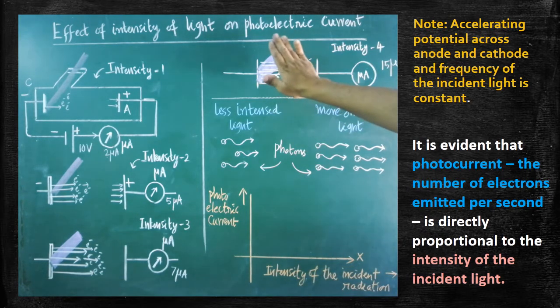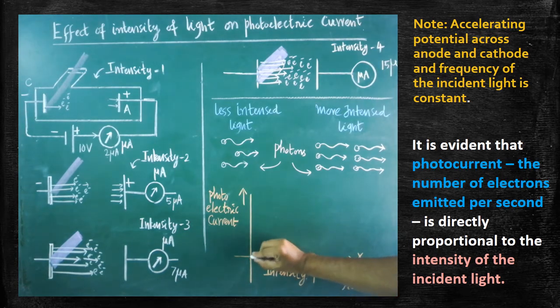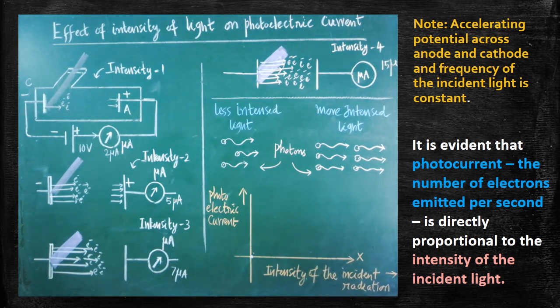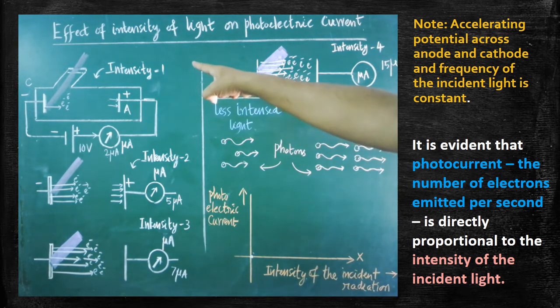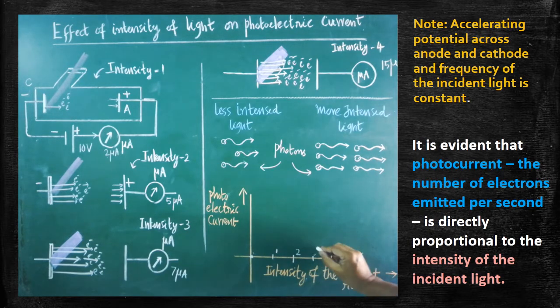When no light is made to incident on that, no photoelectron will be emitted. So if intensity is 0, photoelectric current will also be 0. Are you clear? When the intensity is increased, see that intensity 1, intensity 2, intensity 3, we can mark like this. So for those points, intensity 1, intensity 2, intensity 3, intensity 4, the markings are made here. Are you clear? We can take the intensity in terms of percentage also.